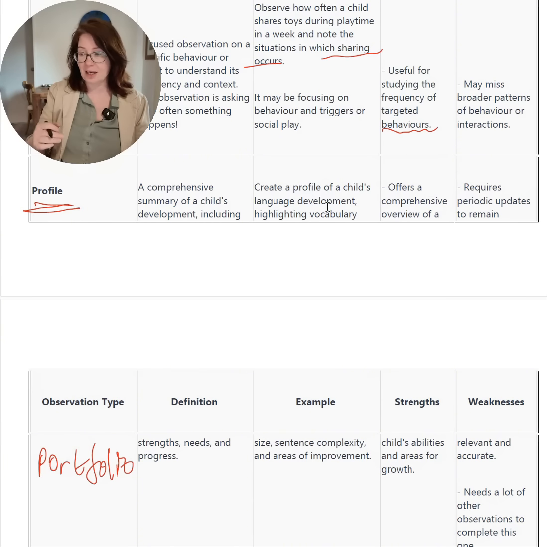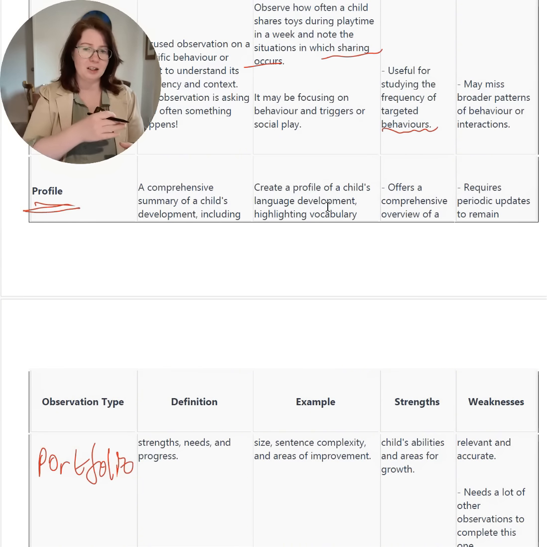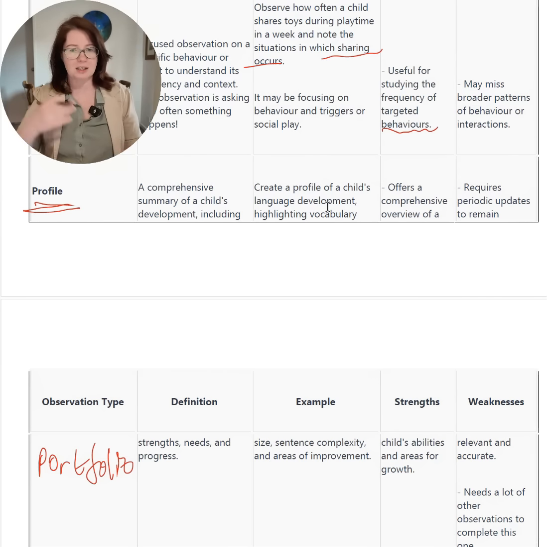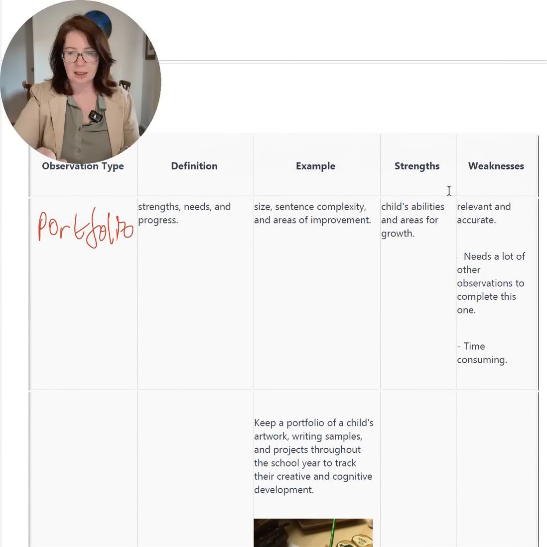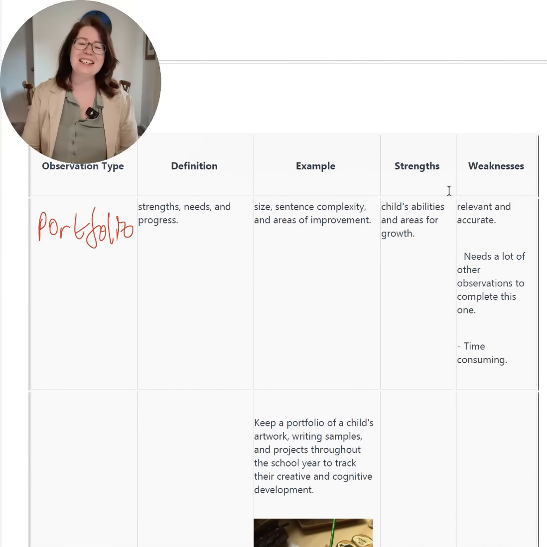That's an amazing one. It might have work samples, it might have anecdotal records, jottings, event samples, learning stories, etc. And you need a lot of time to collate it and present it, or you need a good, right tool. So that's why I think the department created the assessment tool, to make it more accessible, easily done.